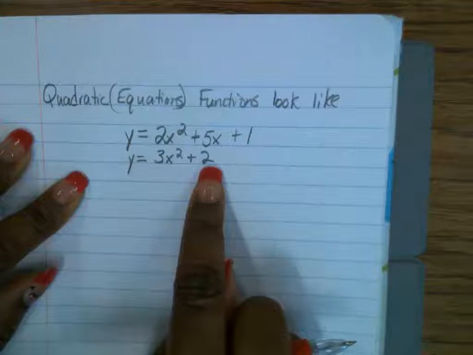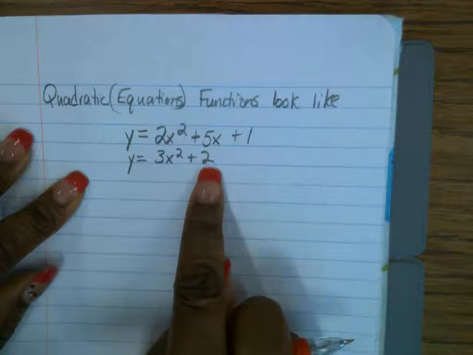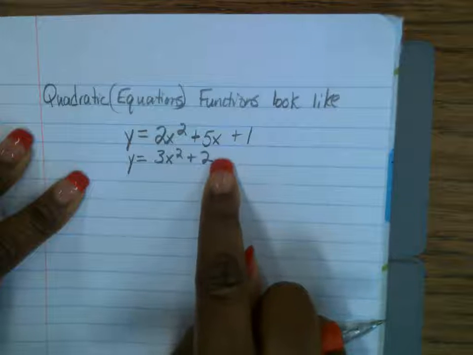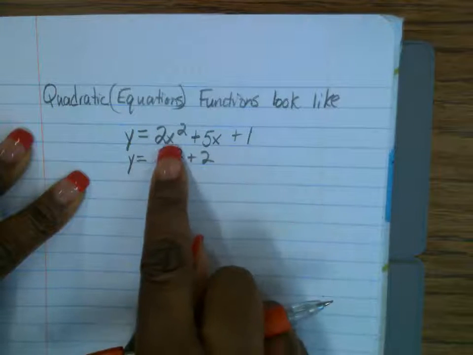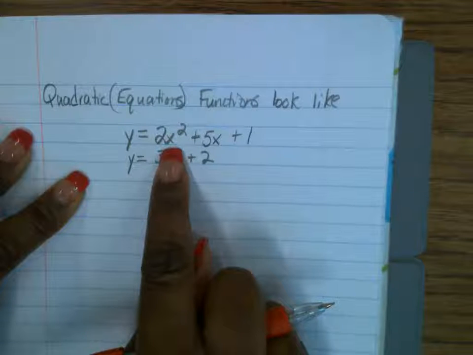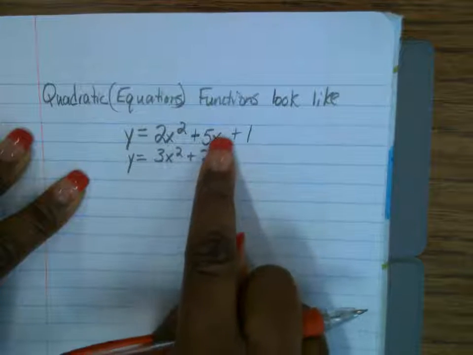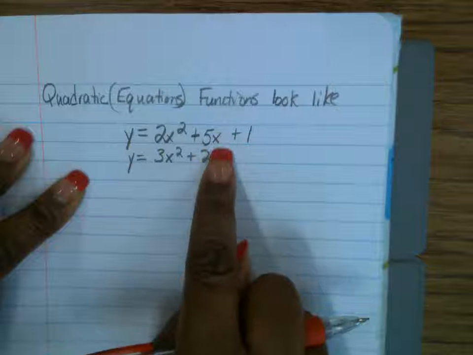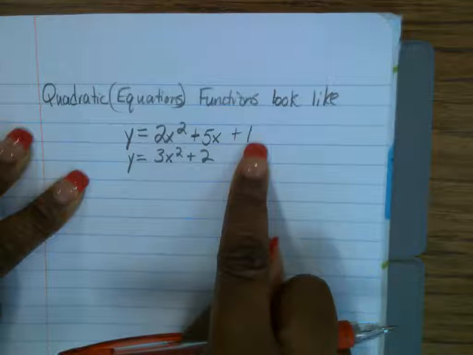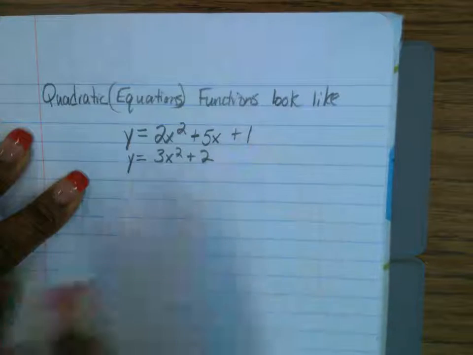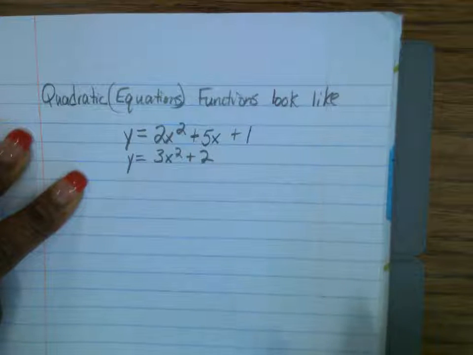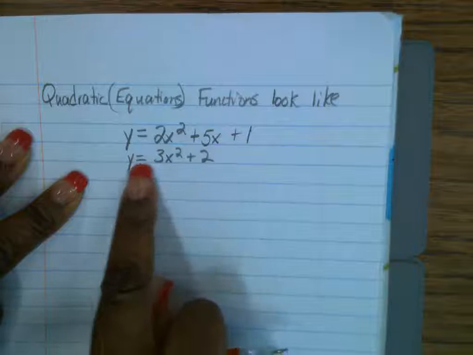Notice I say this is C. Why is this C? Because it doesn't have a variable attached to it. Okay? The A term has the x squared attached to it. The B term just has x attached to it. And the C term doesn't have a variable at all attached to it. It's a constant. Okay? So you might have this.